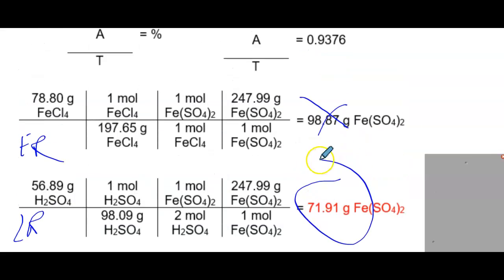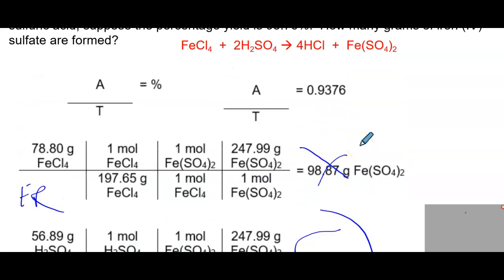So we can take the 71.98 and put it up here where our T is. Let me make sure I have memorized that correctly. Sorry, 71.91. We're going to put this over 1. We're going to cross multiply. So that's going to be A equals whatever on my calculator, 71.91 times 0.9376.